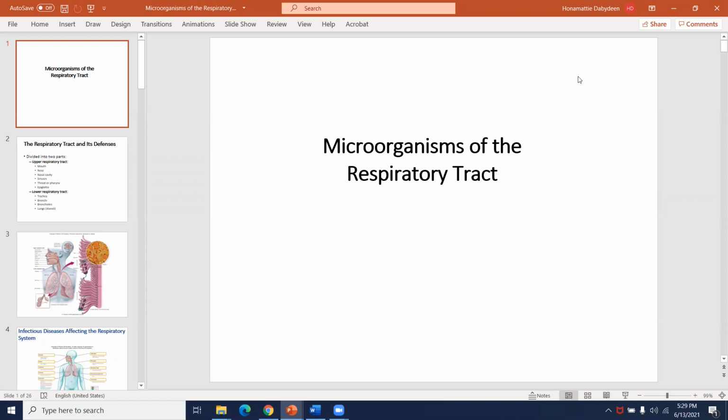Today's topic is the microorganisms of the respiratory tract. Now, when I do the organisms of the respiratory tract, I'm going to have a couple of subheadings I'd like to follow in each case. First of all, I will talk a little bit about the anatomy of the system we're going to be talking about. We're going to talk a little bit about how we acquire these diseases.